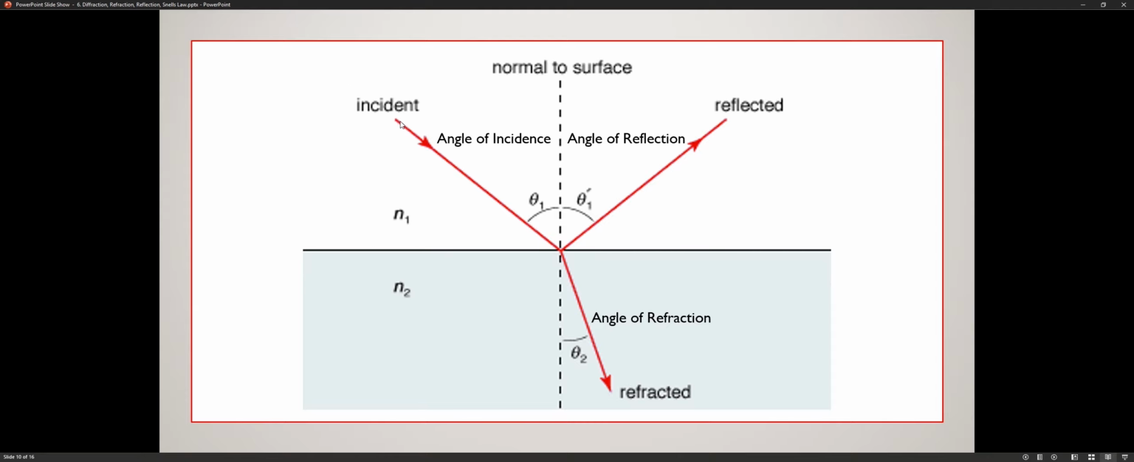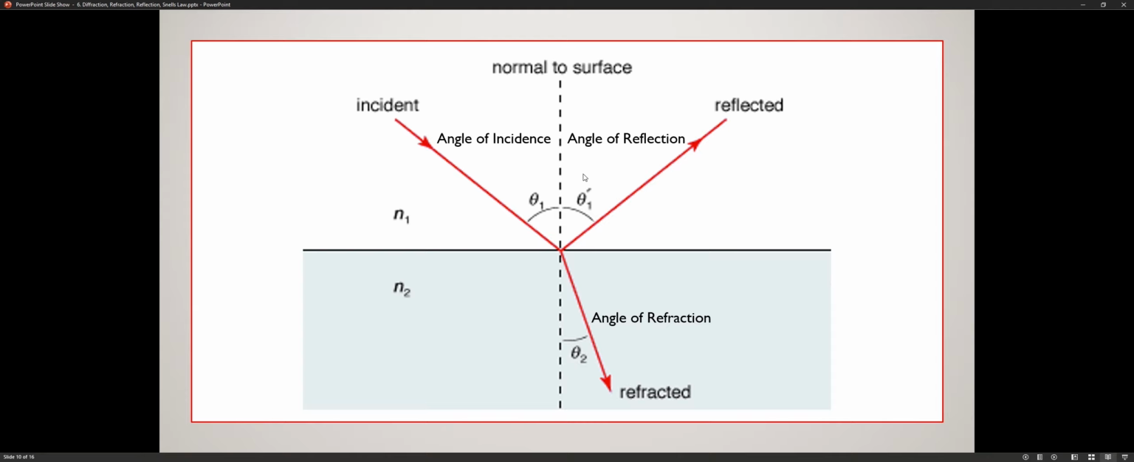So as the light wave comes in, it bends, it slows down because it goes from air to water. Water is more dense. And so this is the angle of refraction. Right here, this is your angle of refraction. The angle of refraction is this angle from this line right here to the normal line. So that's your angle of refraction.